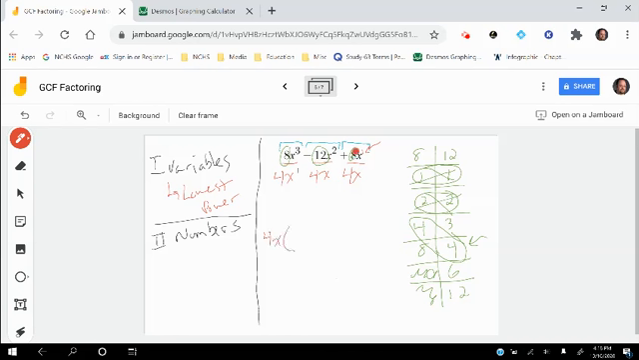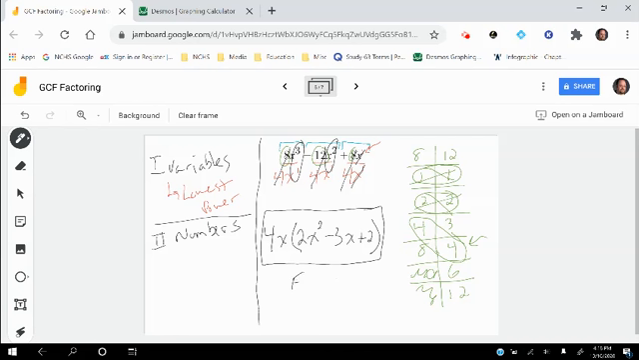Now remember, there are little invisible 1s here. So 4x. So 8 over 4 is 2x. Subtract, and I get a 2, minus 12 over 4 is 3x, subtract, that's a 1, so I don't put anything, plus 8 over 4 is 2. The x's are the same, so they're gone. So there is my factored form.